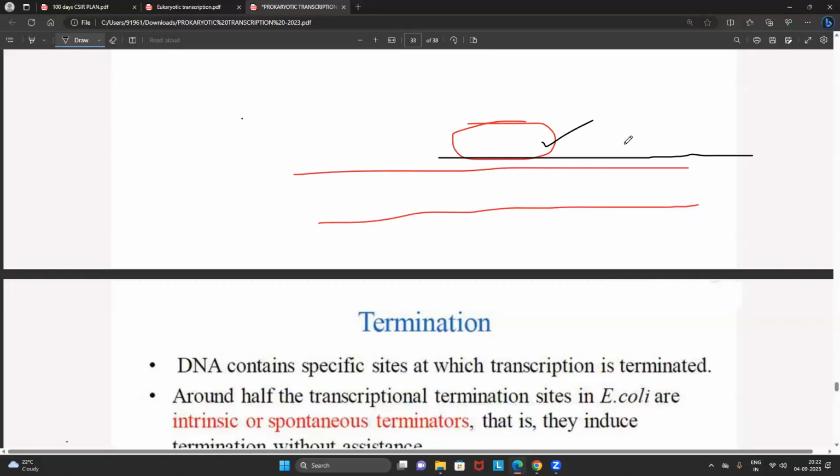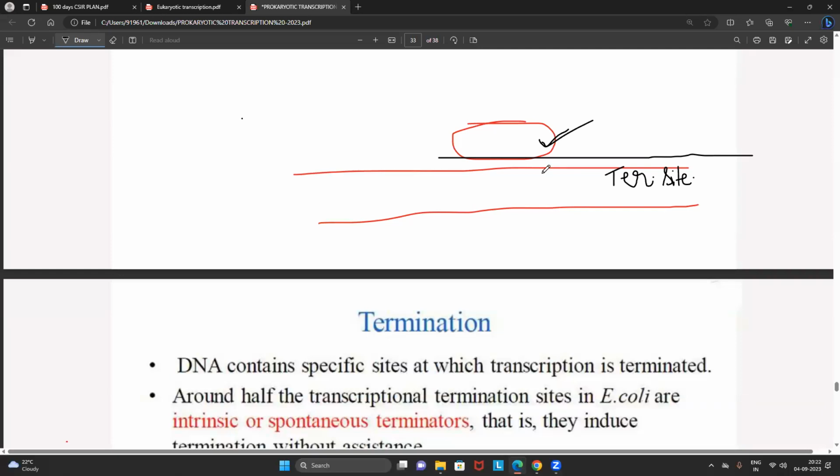How long will it move? The RNA polymerase enzyme keeps on moving on the DNA until it reaches a particular site. What is that particular site? That is called the termination site. Tell me, Haimawati, is the termination site present on the DNA or the RNA?